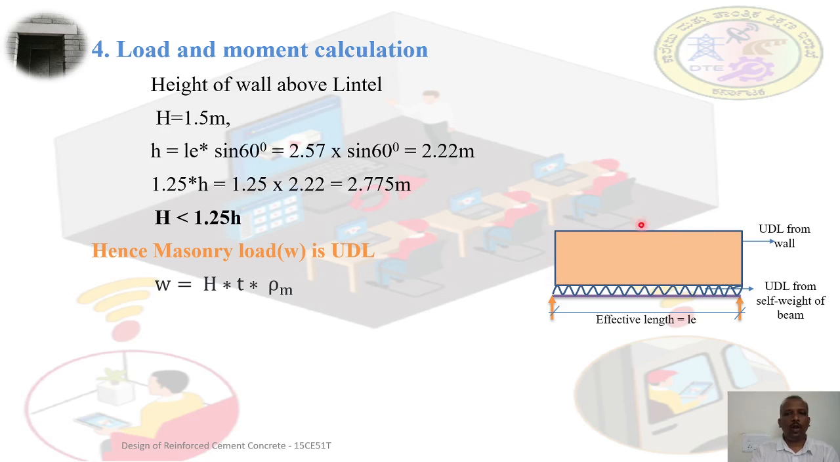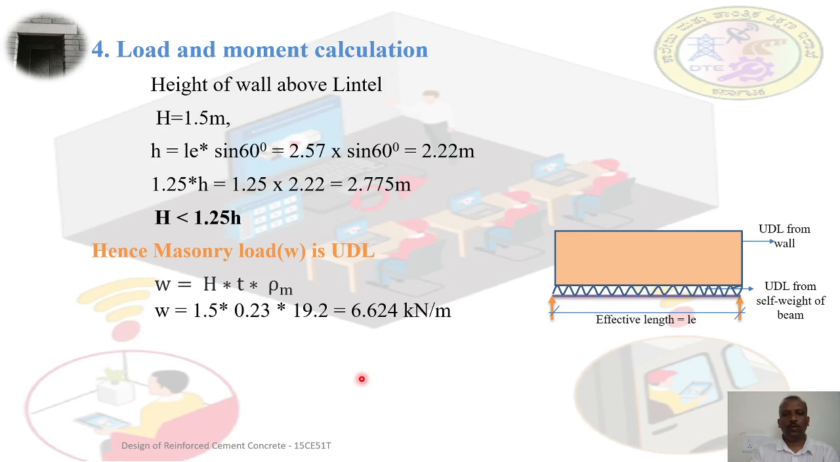That means we need a volume of this multiplied by the density. So that is equal to H into T into density of material. This will not be multiplied by length because we need the load in the form of UDL. That's why we are multiplying only height into thickness with the density of material. Therefore, height is 1.5, thickness is 0.23 and density is 19.2. This total is equal to 6.624 kilonewton per meter in the form of UDL.